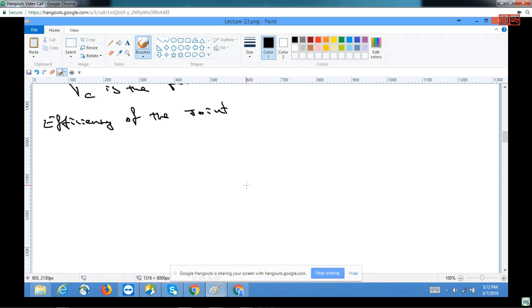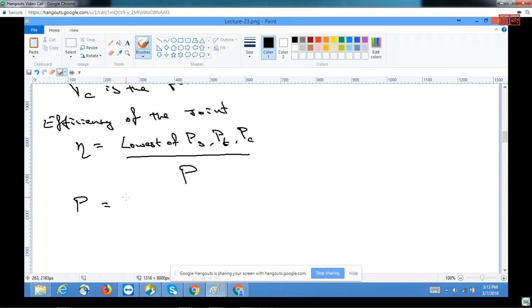So it is defined as the lowest of Ps, Pt, Pc divided by capital P, where capital P is given as pitch times thickness times sigma t. So this is defined as the efficiency.